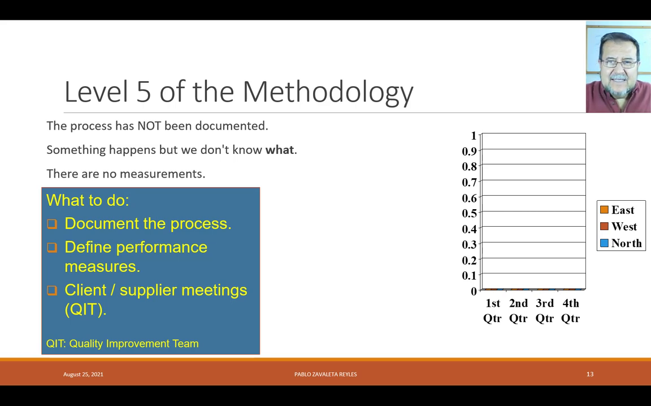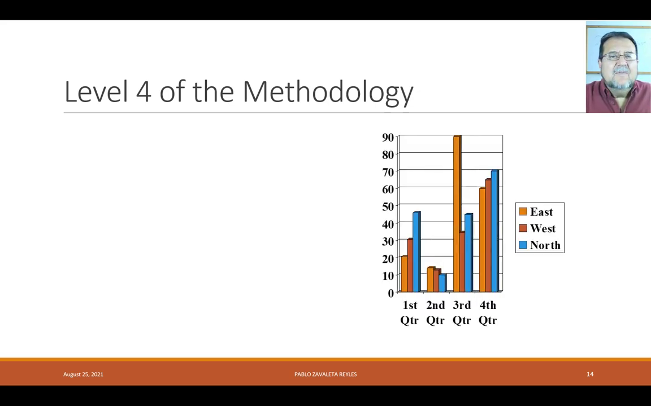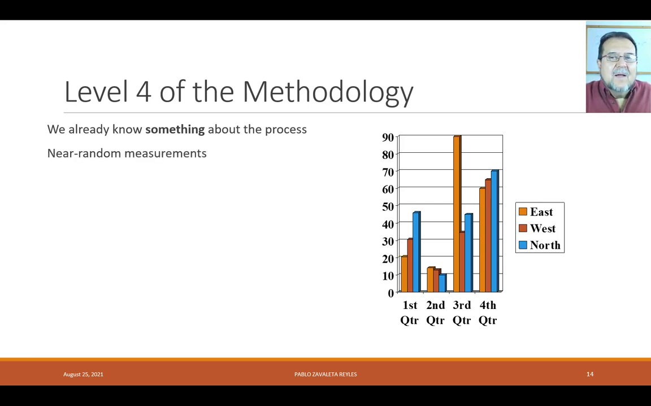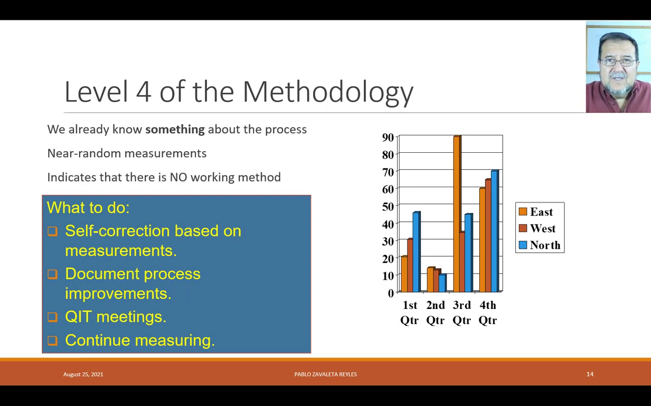Okay. At the highest level, we don't know anything about what is going on. Then we go on to the next level. On level 4, we know something about the process. Now we have our graph. Measurements are done nearly randomly. We have no working method to be spoken of yet. What do we need to do? Well, first we start correcting based on the measurements that we're taking. Even if they're few, at least we're being able to do something. We need to document our process improvements. We need to develop our QIT meetings, quality improvement teams meetings, and we need to continue measuring.